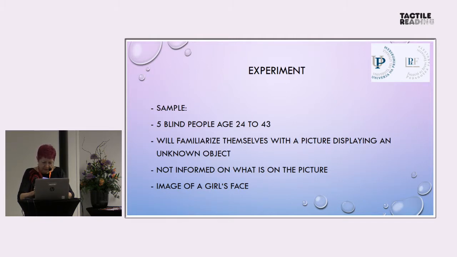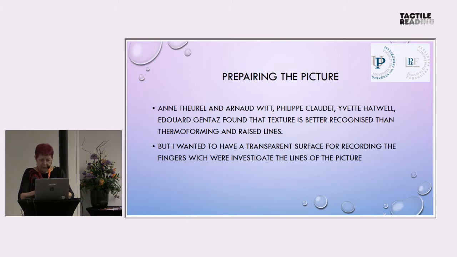And now my experiment. The sample was 5 blind people, age 24 to 43. They were not familiar with the picture they touched. I gave them an image of a girl's face with lines you can touch. In preparing the picture, some researchers found out that texture is better recognized than thermoforming and raised lines, but I had a problem how to measure this. So I wanted to have a transparent surface for recording the fingers which investigate the lines of the picture.